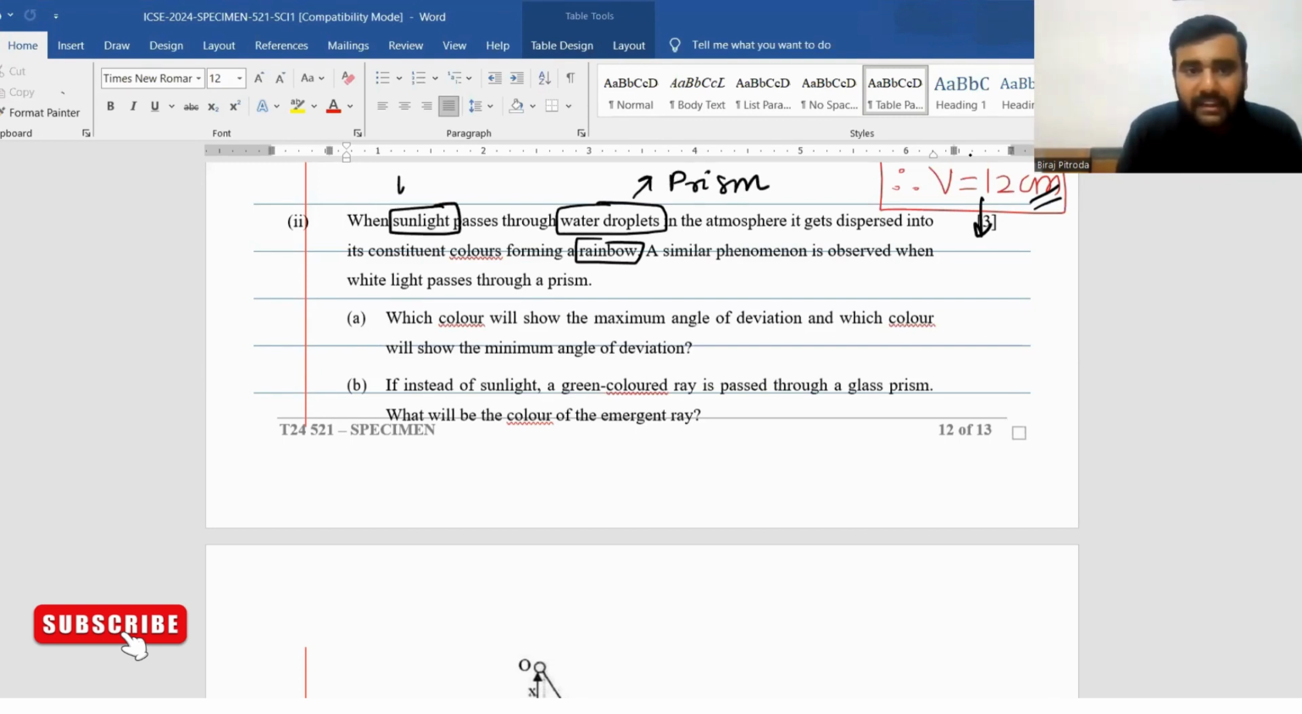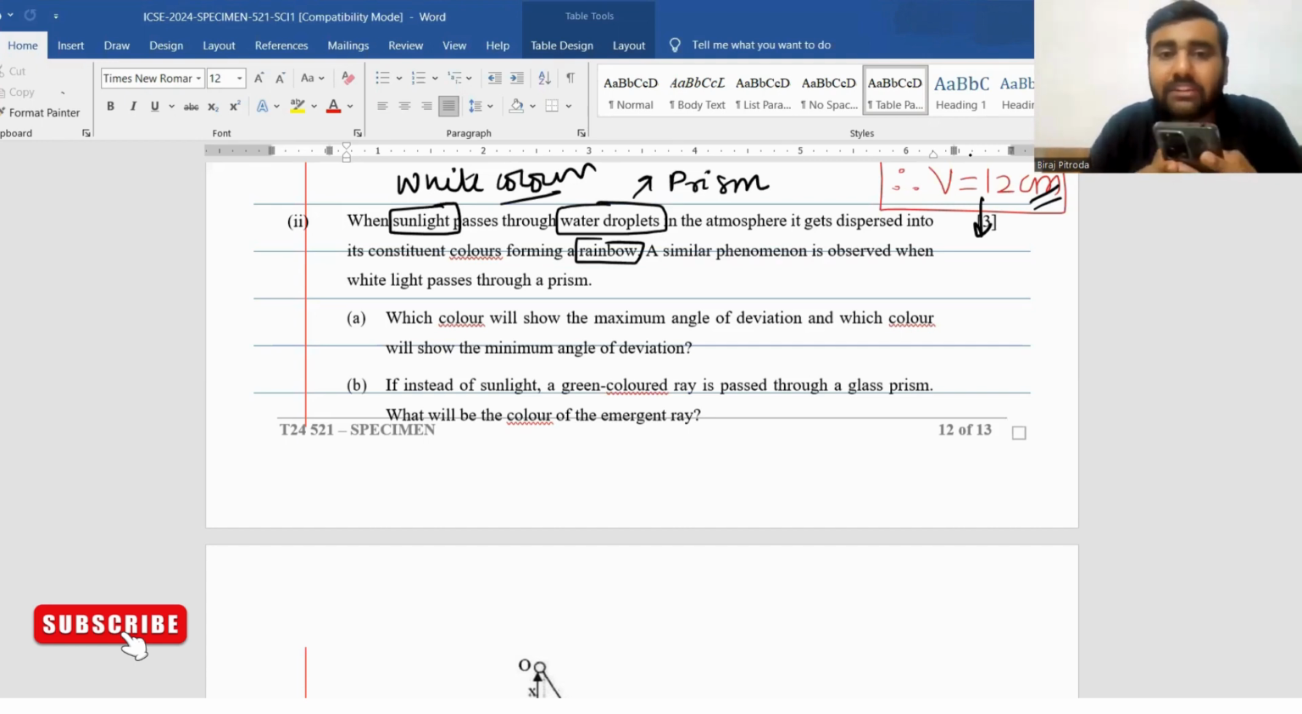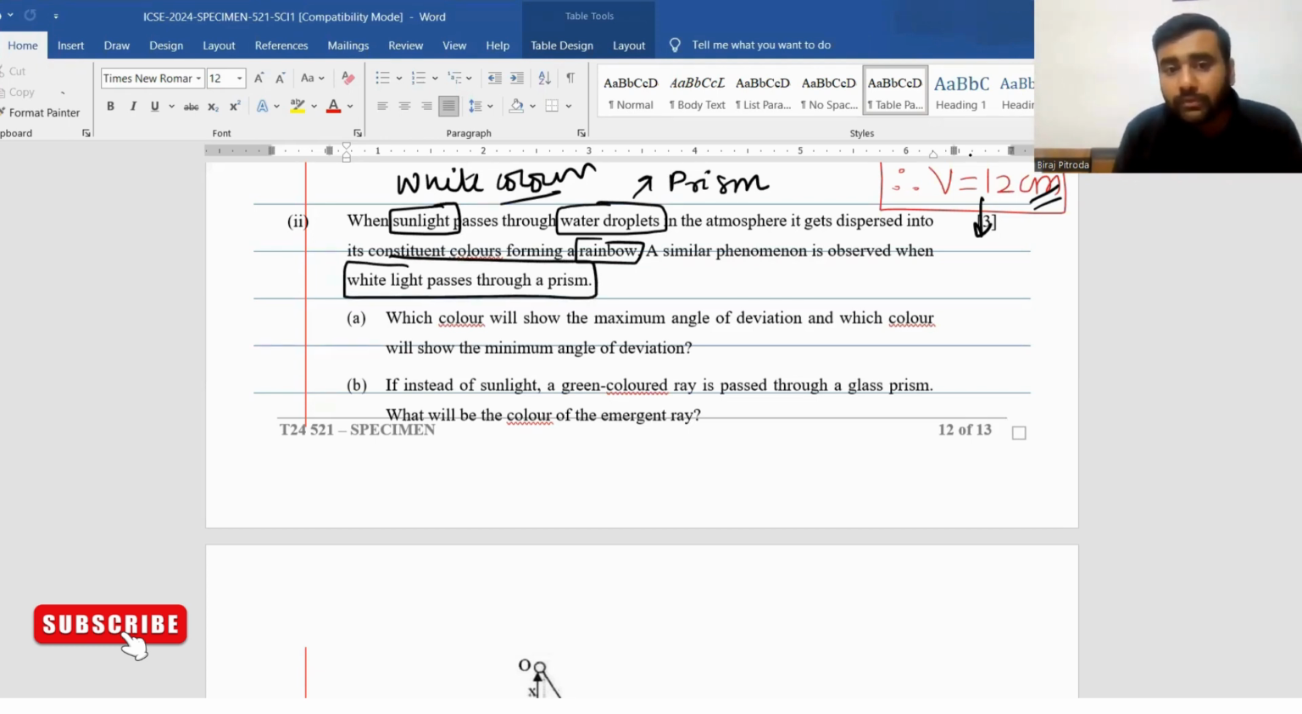Sunlight is a pure form of light which is white in color. As per the concept we have learned, when white light falls on a prism, that white light, which is called polychromatic light and is made up of 7 colors, will split up, right? So on the basis of that, the question is: when this white light passes through the prism, which color will show the maximum angle of deviation? And which color shows the minimum angle of deviation?